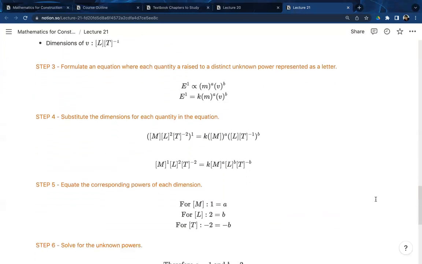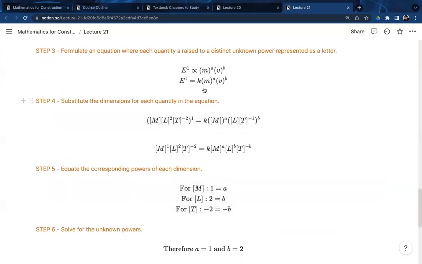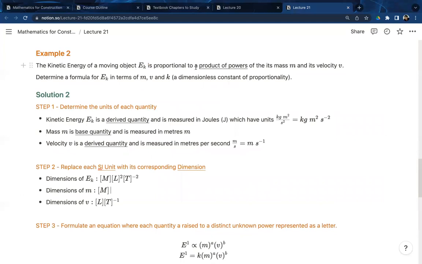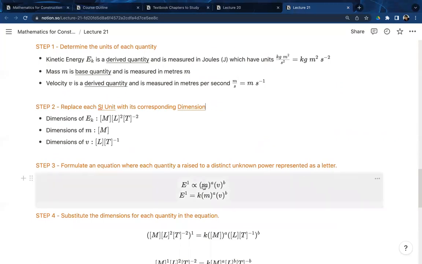Now here's where things get interesting. They say the kinetic energy is proportional to a product of powers. So it's a product of two things, and each thing is a power of a quantity, right? So it is mass raised to some power times velocity raised to some power. We don't know what it is. That's why we have this proportional sign. Now, to change our proportionality to an equation, we have to multiply by a constant of proportionality, okay? And again, dimensional analysis cannot be used to find what k is.